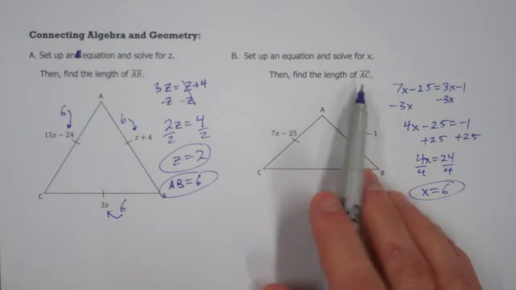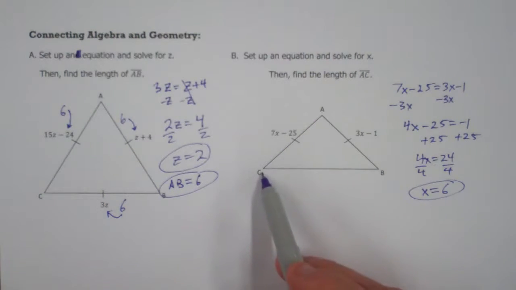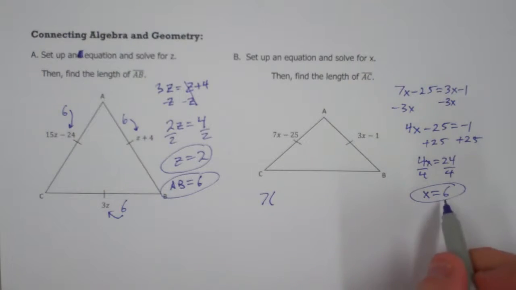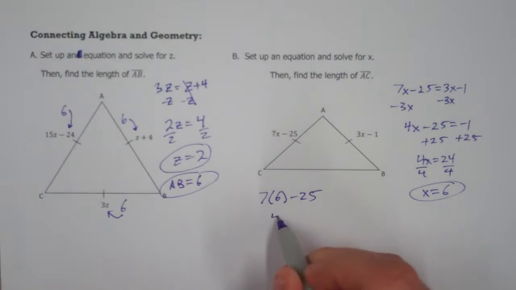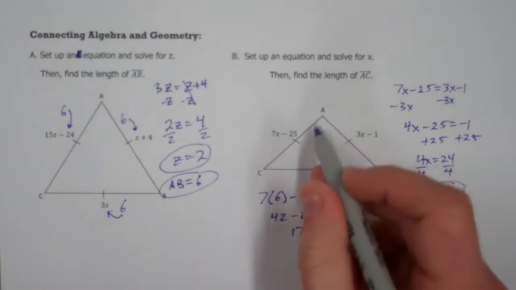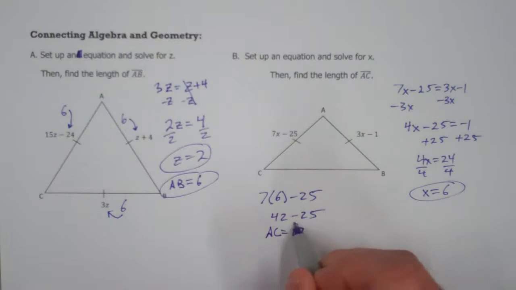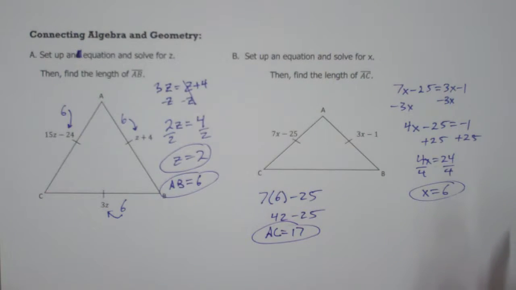Not finished yet. So what we'll do is we'll take AC here and we'll substitute in the value of x we think will work, and that's a 6. So this will be 42 minus 25, which is 17. So we could write AC is equal to 17, and that's part of the problem.